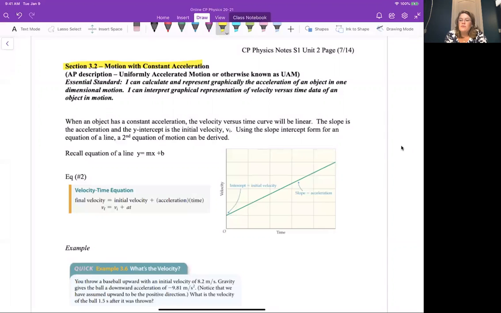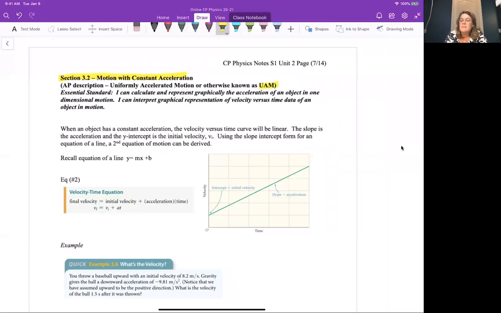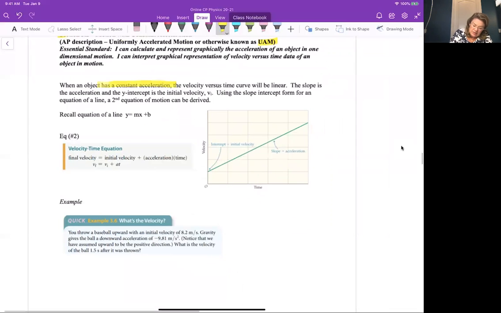So I'm going to go over kind of where all this came from and this is exactly right out of the book. This is 3.2, but we're going to use this 5, 4, 3, 2, 1 approach to solve these kinds of problems. So what is UAM? That's uniformly accelerated motion. That means acceleration is constant. And so if you recall, when an object has constant acceleration, the velocity over time curve will be linear because the slope is equal to acceleration. And if the acceleration is constant, which is what UAM stands for, uniformly accelerated motion, then this is constant across that line. So that is exactly what that graph looks like.